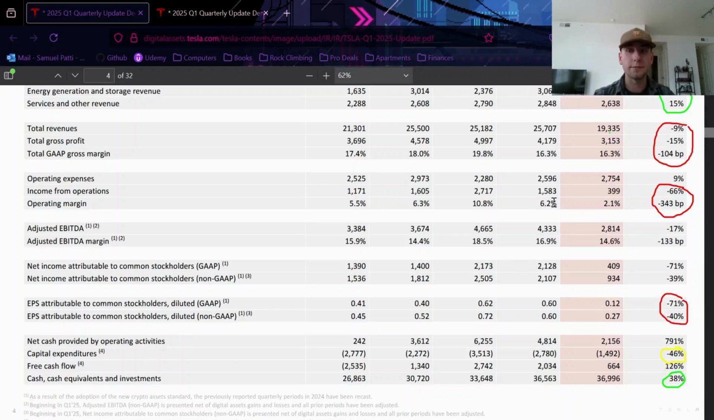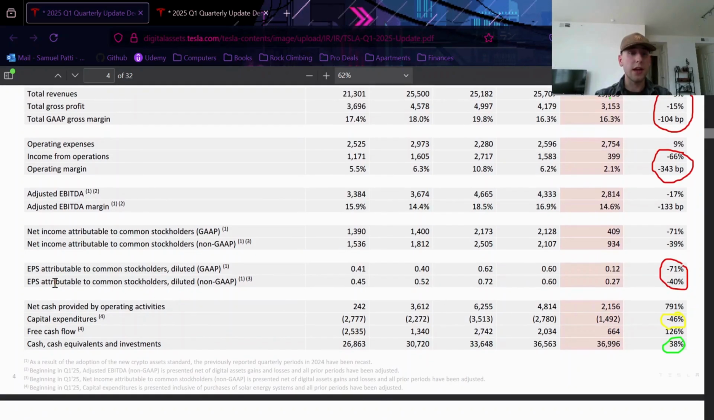So then moving down here, EPS or earnings per share, we can see both GAAP and non-GAAP measurements here for diluted shares. Now, if you don't know what that means, put a comment down below and I'll make sure to put out a video on EPS and how all of this is calculated, all right?